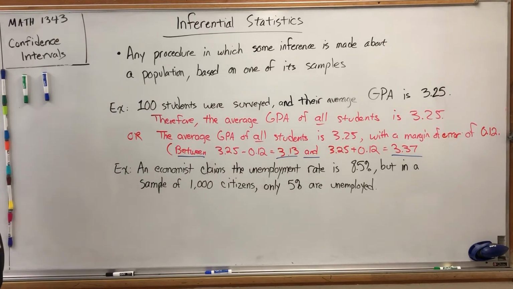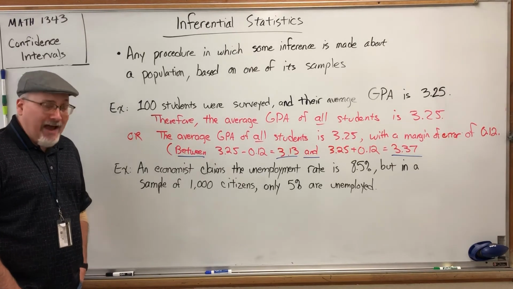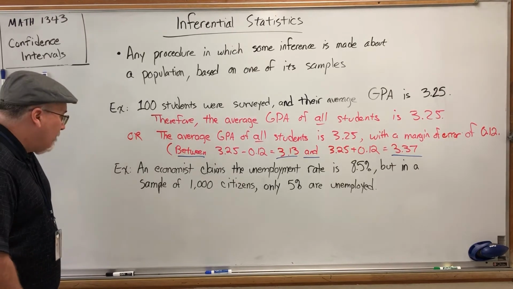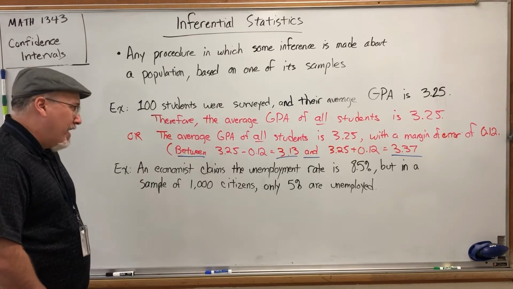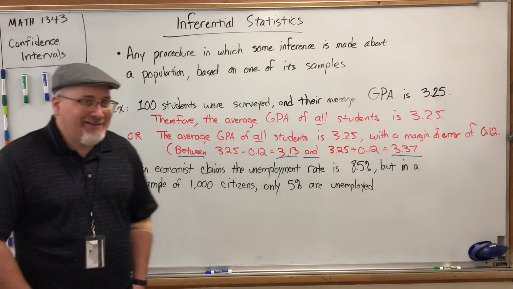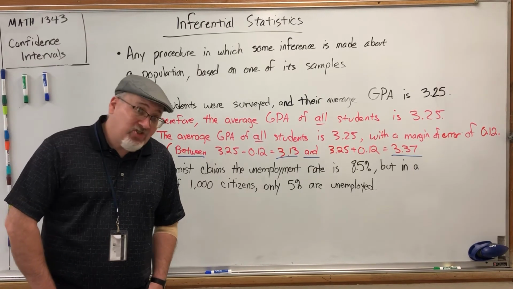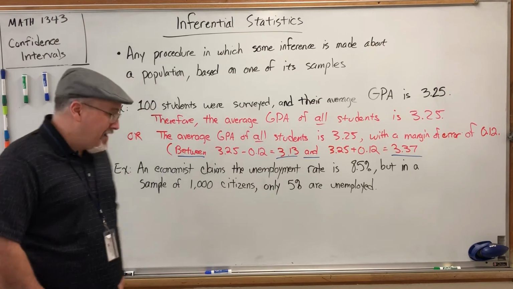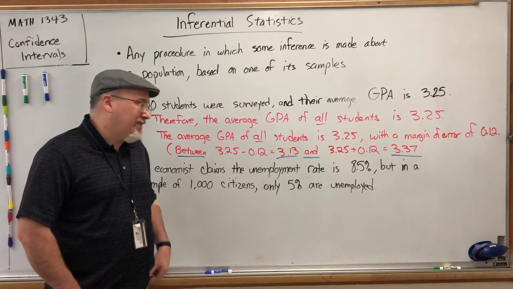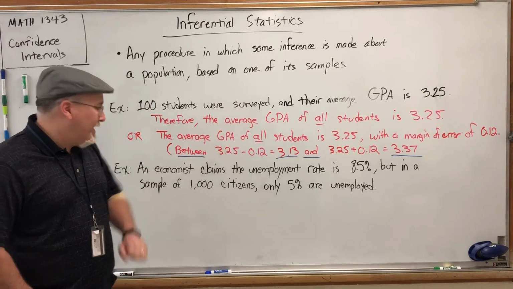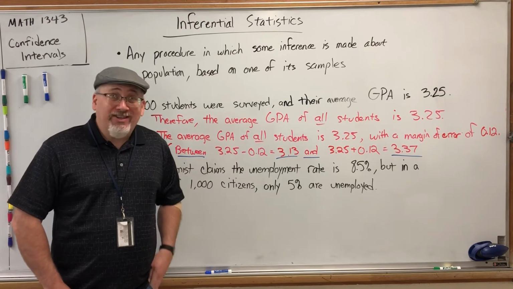But there's a second type of inferential statistics which we're going to get into. You may remember something called a hypothesis test. That will show up next week, so I'm not too worried about covering it right now. But the gist of a hypothesis test is somebody has already made a claim about a population, but we have a sample that kind of contradicts that claim. For example, an economist claims the unemployment rate is 8.5%, but in a sample of 1,000 citizens, only 5% are unemployed.